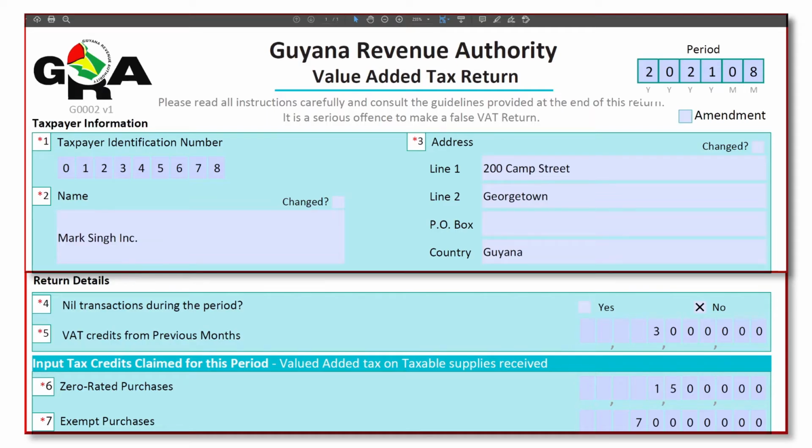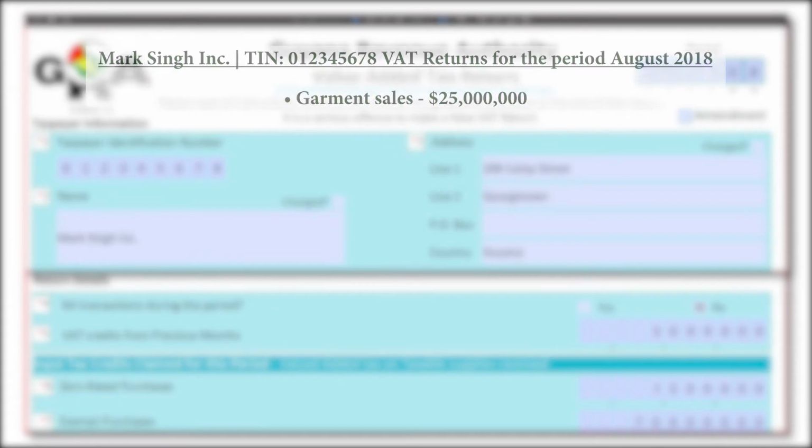To complete the tax computation of the VAT return, we will work on a simple example. Please note, this demonstration only relates to the example provided. You are required to adjust the necessary figures as it suits your business. Mark Singh, Inc., TIN 012345678, retailer of women's garments and fuel supplier, is urgently in need of an accountant to prepare the company's VAT returns for the period August 2018. The company was registered for VAT effective August 2018.